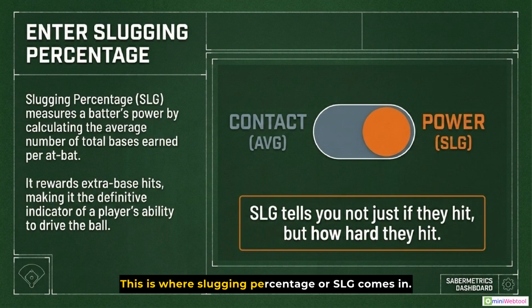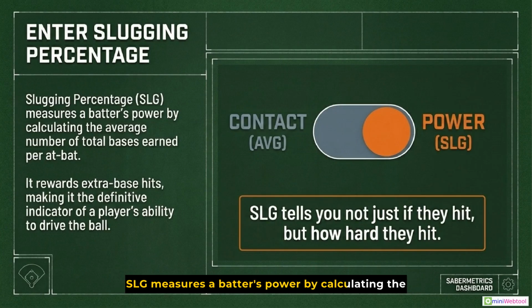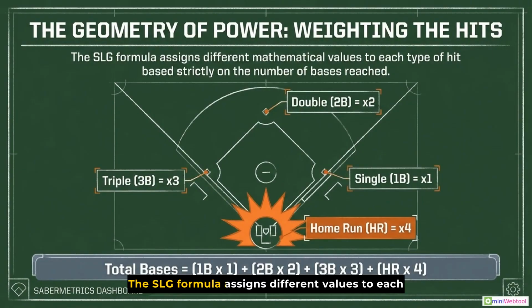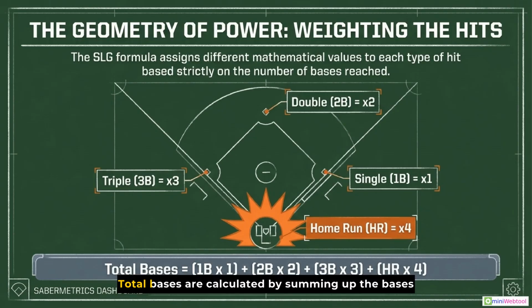This is where slugging percentage, or SLG, comes in. SLG measures a batter's power by calculating the average number of total bases earned per at-bat. SLG tells you not just if they hit, but how hard they hit. The SLG formula assigns different values to each type of hit. A single is 1 base, a double is 2, a triple is 3, and a home run is 4. Total bases are calculated by summing up the bases for each hit.